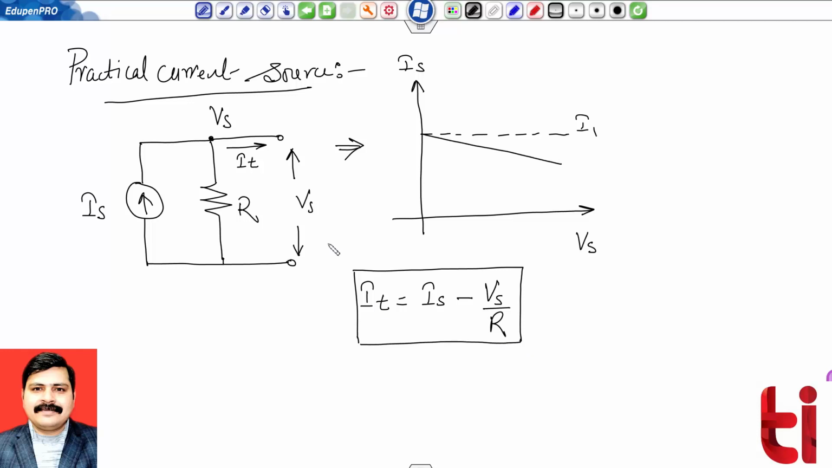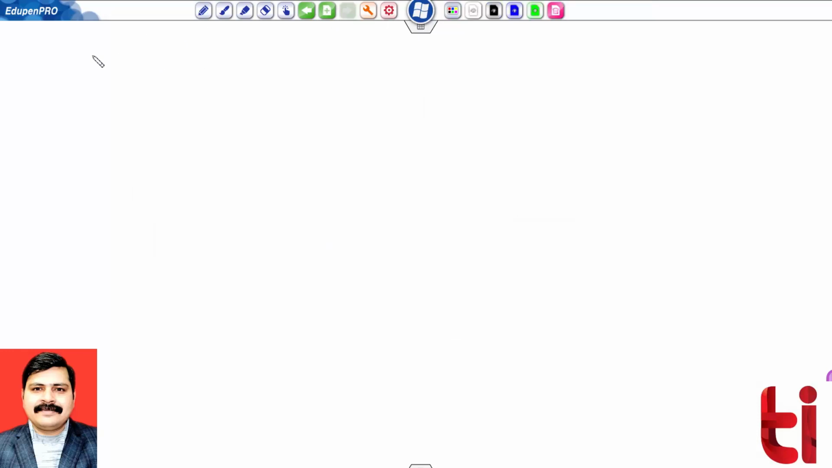So these all are the independent cases. Now let's see the dependent energy sources.